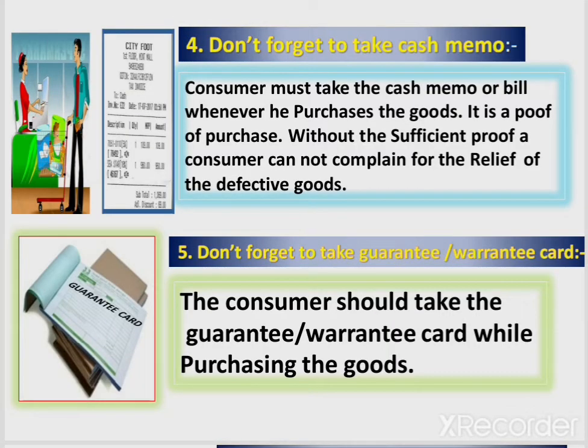Fifth responsibility is don't forget to take cash memo. The consumer must take the cash memo or the bill whenever he purchases any good or avails a service, as this cash memo or bill will be a proof of purchase. Without the sufficient proof, the consumer cannot file the complaint in case of dissatisfaction with the good or service. Now, fifth responsibility is don't forget to take the guarantee warranty card. The consumer should take the guarantee warranty card while purchasing the goods.